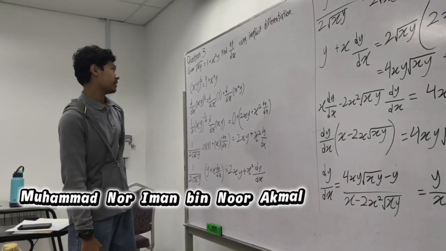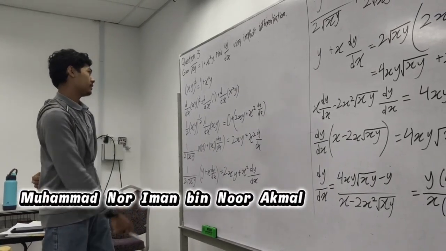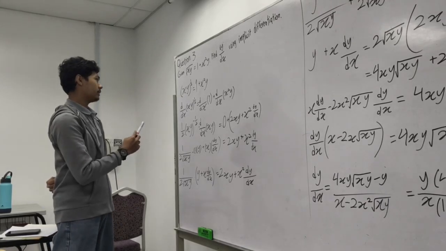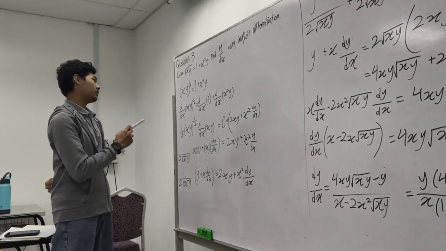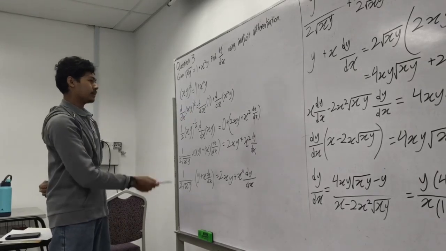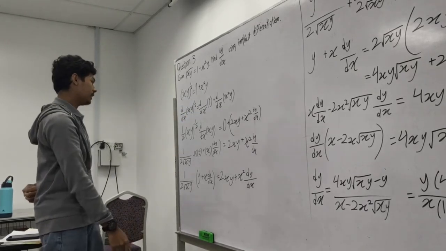Assalamualaikum. Continue with our assessment. I will answer question 3. First of all, I will turn this curve into an exponent, xy to the power of 1 per 2. The right side stays the same, and then we will start to differentiate all of them one by one.